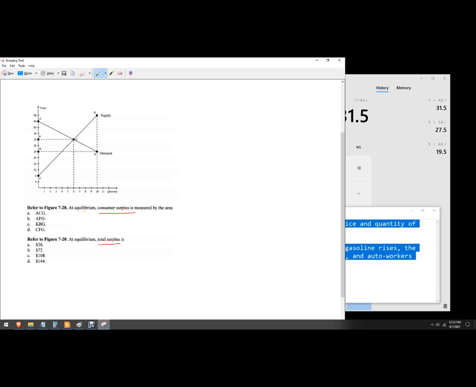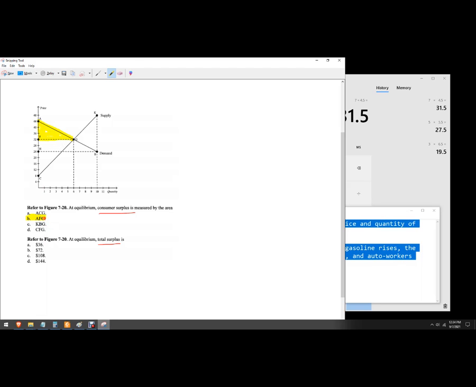Okay, so at equilibrium, consumer surplus is measured by the area. So the consumer surplus is the area below the demand curve, but above the price. So where does the demand curve start? It starts right here. I should draw this in yellow. Starts right here, and it goes all the way down to equilibrium price. It's going to be right there, right here. So it's just going to be this area right here, which is going to be AFG, which is that one.